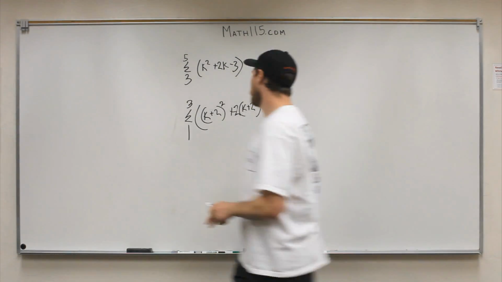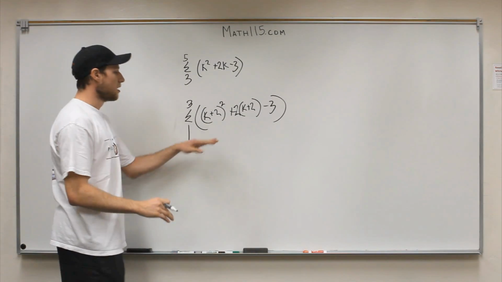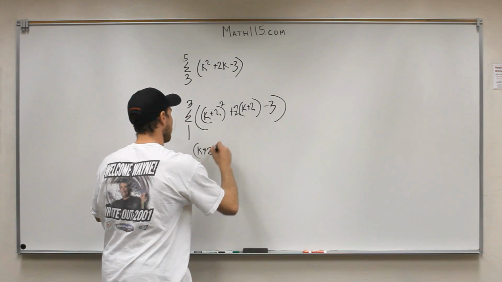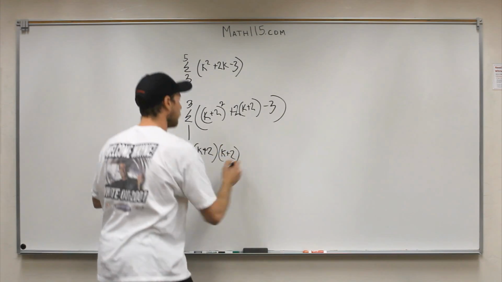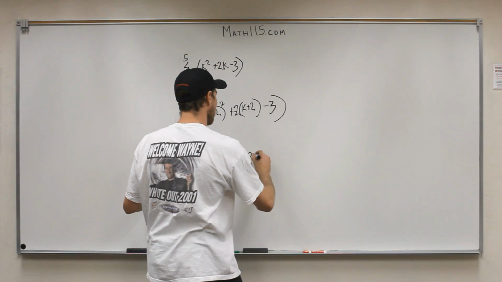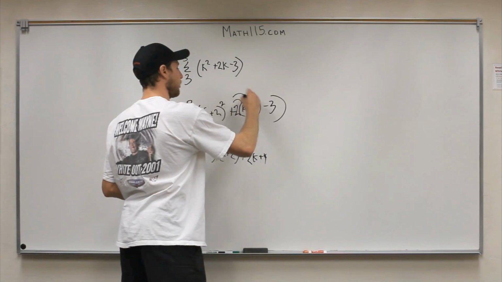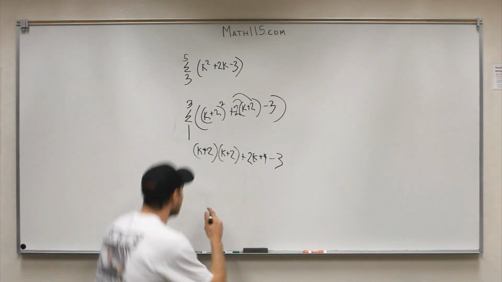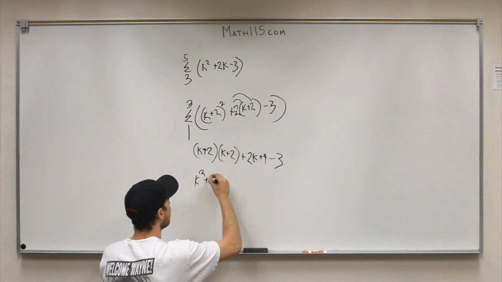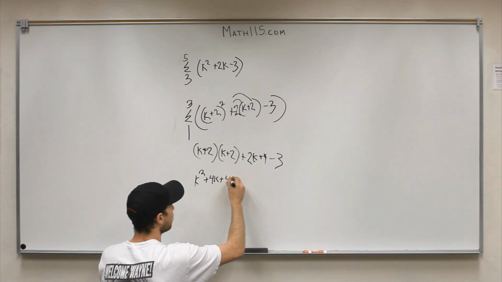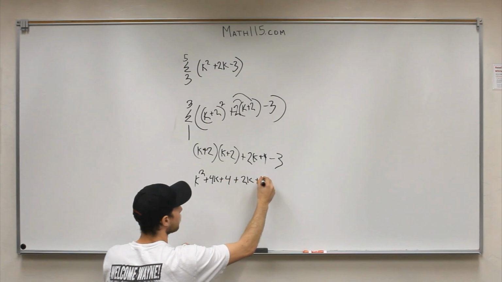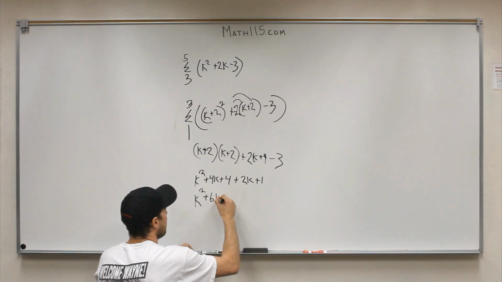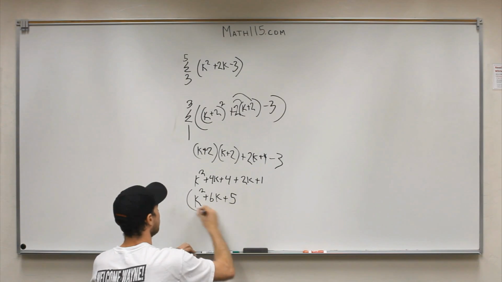Now we have to simplify our terms and bring everything back together. Be careful on the algebra for this part, because the k plus 2 squared has to be k plus 2 and k plus 2 multiplied together, plus 2k plus 4, just foiled that over, and then we have our minus 3 here. So if we keep going, we got k squared plus 4k plus 4 plus 2k plus 1. So combining like terms, k squared plus 6k plus 5 gives us our answer.